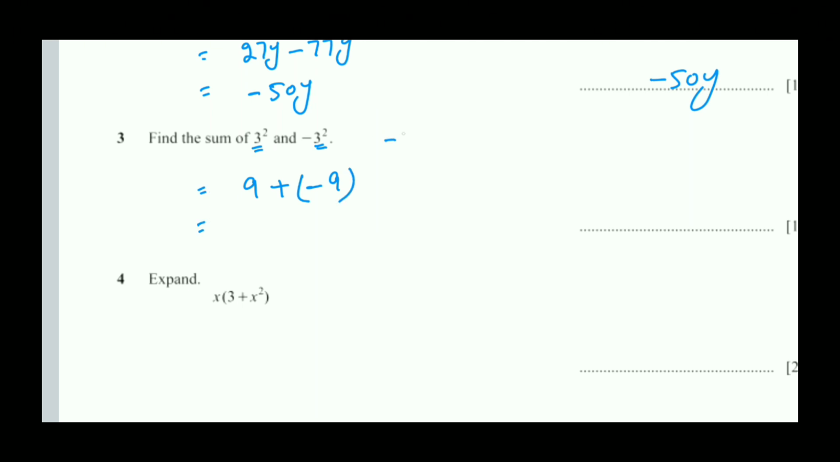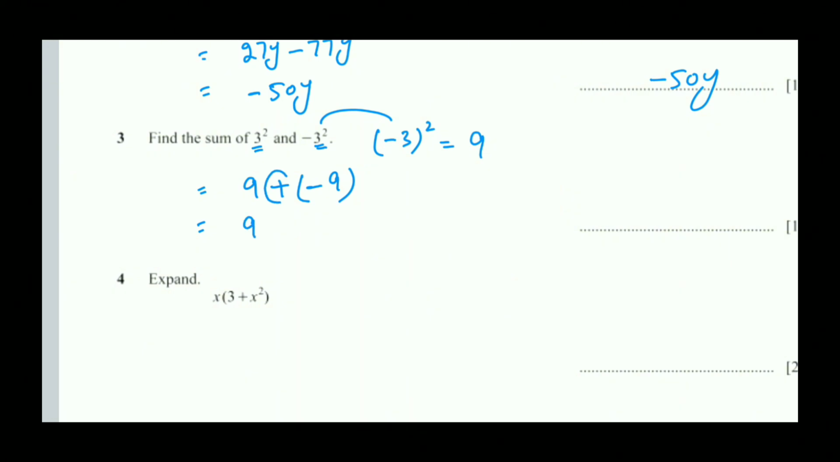If this would be minus 3 whole square, if the bracket is there with minus 3 inside the bracket, then it means you have to take the square of the negative sign as well. Then it would be positive 9. This is the difference between this and this. Here there is no bracket, it means you just need to take the square of 3, not minus. So minus will be written as it is. So this is the difference between the bracket and without bracket value.